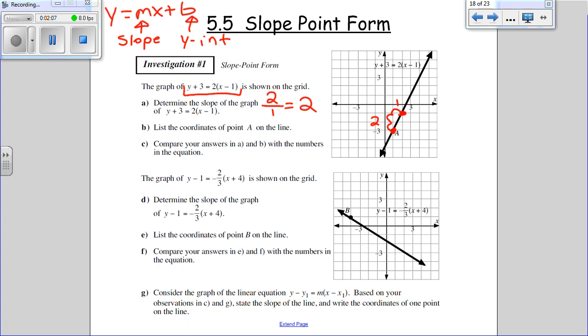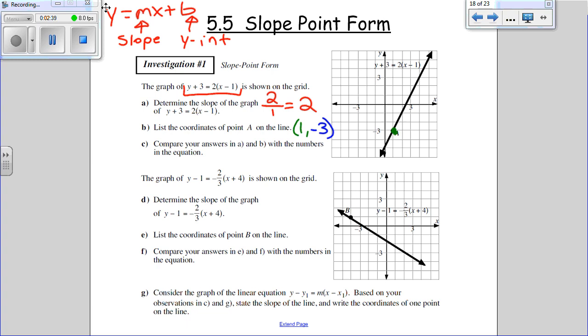Question B: list the coordinates of point A on the line. So if you look at this line, they labeled point A for you. They just want to know the coordinates of that point. So the coordinates of that point would be 1, comma, negative 3. It's the x value, so 1, and the y value is negative 3 for point A.